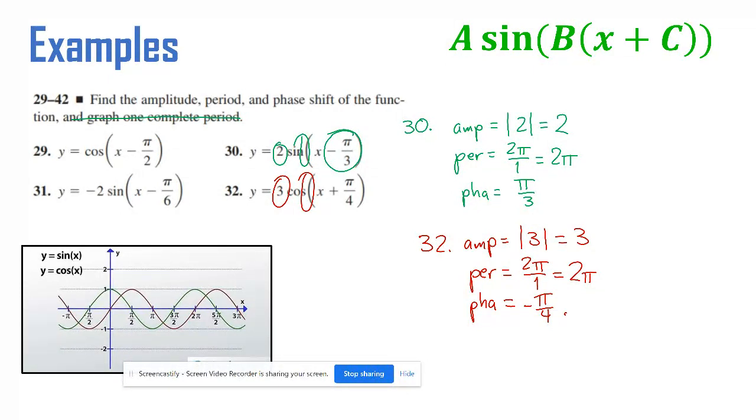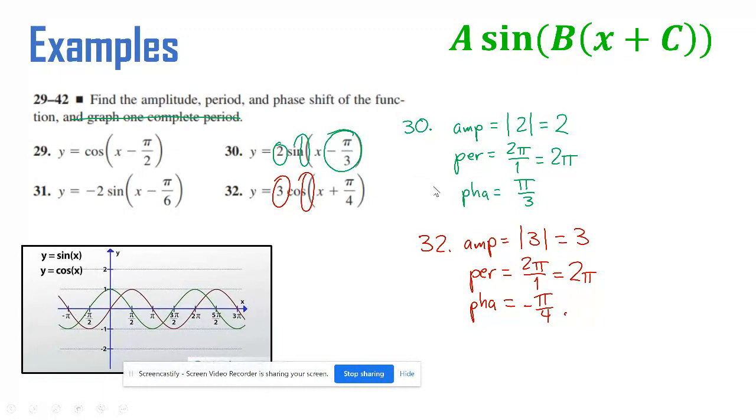So that's all you need to do on this sort of problem. Find the absolute value of the coefficient in front of sine or cosine. If you have a coefficient in front of the variable or in front of the parentheses containing the variable, it'll be 2 pi divided by that number to get the period. Your phase shift is just whatever's being added or subtracted from the variable, and you just change its sign.